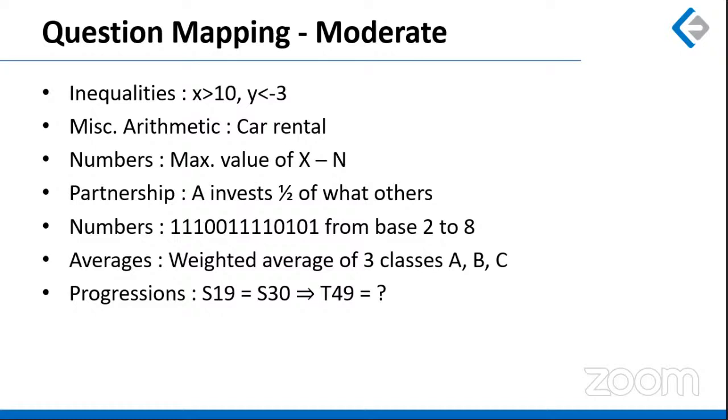That is, when S19 is equal to S30, S of 49 is always 0. But remember, this is S of 49 only, right? Using this S49, we had to derive T49.